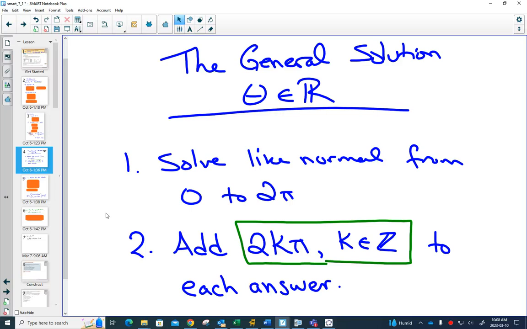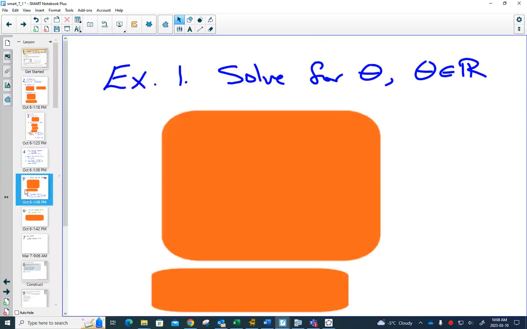Okay, all right. So, instead of doing example 1, you can put an X through example 1 because we're not going to do it. We're going to do this question instead. Solve for theta, general solution. So we know it's a general solution when either they give us theta is a real number, or they say find the general solution, or technically, if they say nothing at all, it should be the general solution.